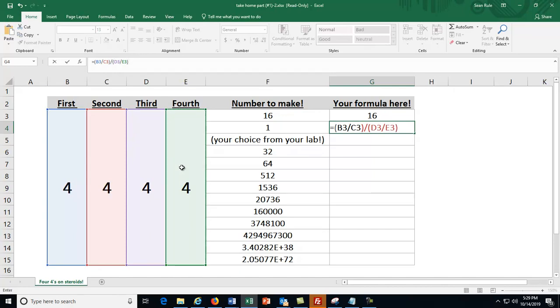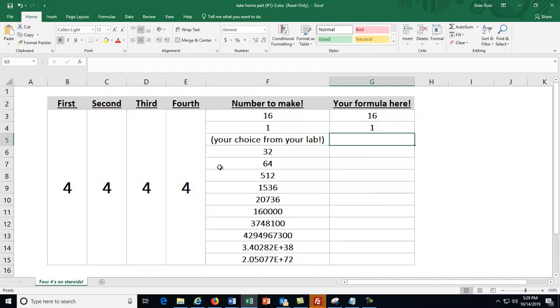Now, let's make sure we understand why this works. What I did was I took 4 divided by 4 first. That's this part right here. And that equals 1. And then I divided that by 4 divided by 4, which equals 1. Hopefully that makes sense.